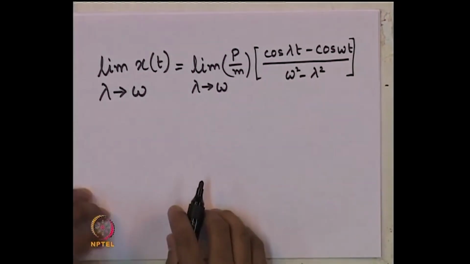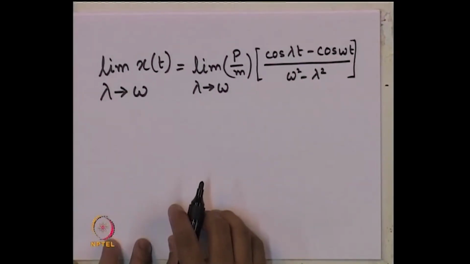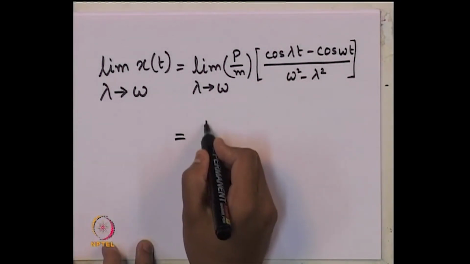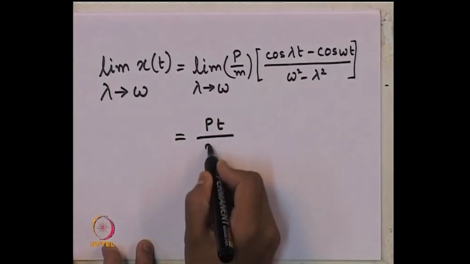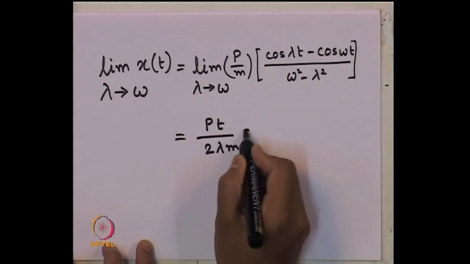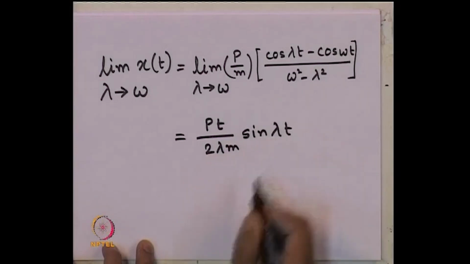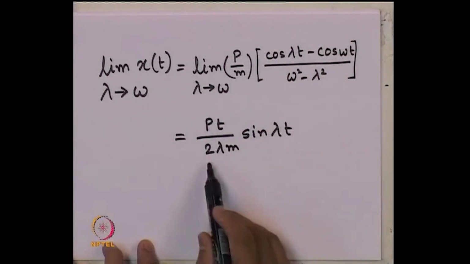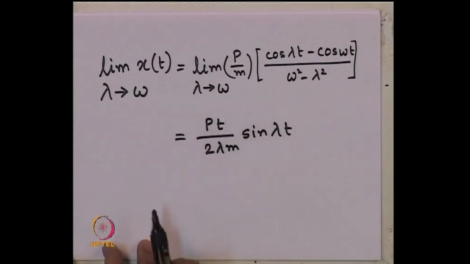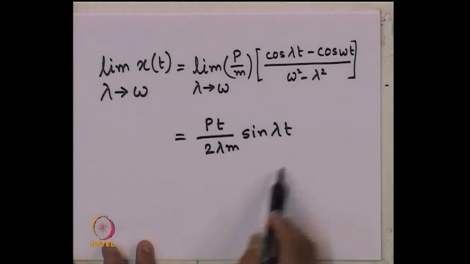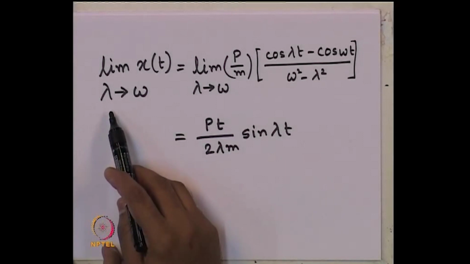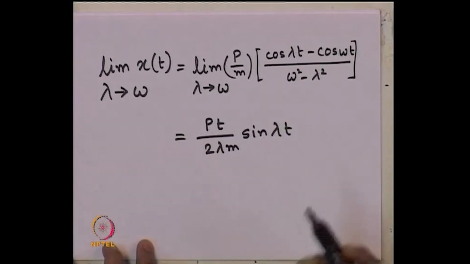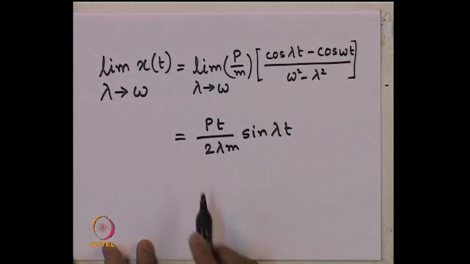So, when it approaches this, from our basic concept of limit, what can we derive? This expression gives us p t by 2 lambda m times sine of lambda t. So, it becomes sine lambda t by 2 lambda when lambda tends to omega. This is the final response when the exciting frequency approaches the natural frequency. What does it mean? A kind of resonance condition is going to form.